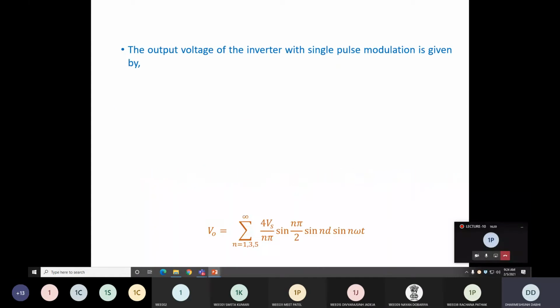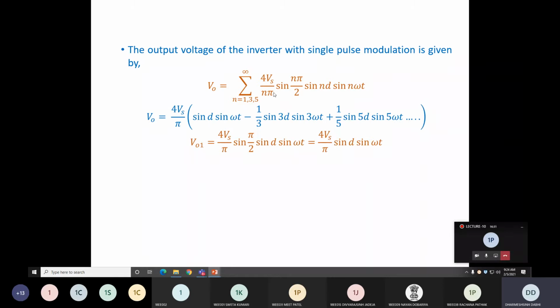Okay. So in the last lecture we discussed the Fourier analysis of the single pulse width modulation technique. This is the equation of the output voltage of single pulse width modulation. If you separate each and every harmonic component, like n equal to 1, 3, and 5, you can see the different components: first, third, and fifth harmonic. In the same way you can do that for the 7th, 9th, and so on. So the fundamental component RMS value for n equal to 1 is 4 Vs by pi, sin(pi by 2), sin d into sin omega t. So its value is 4 Vs by pi, sin d into sin omega t. So the maximum value is 4 Vs by pi. This is the maximum value.